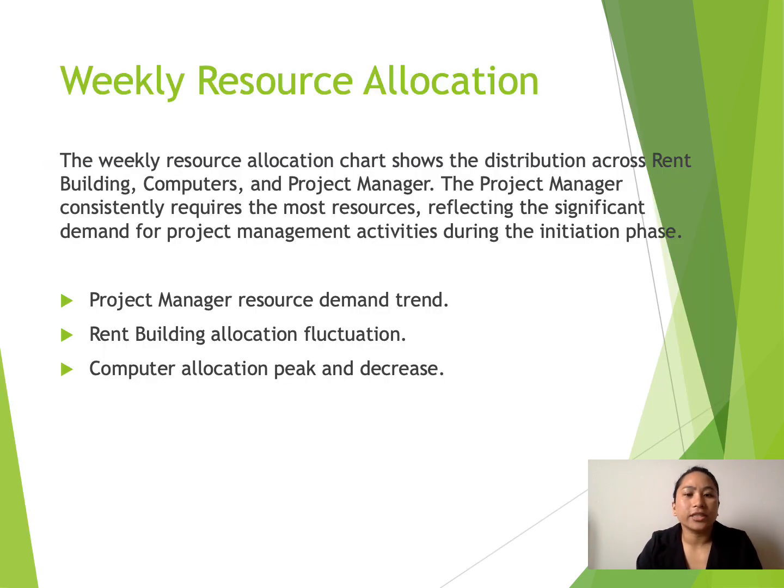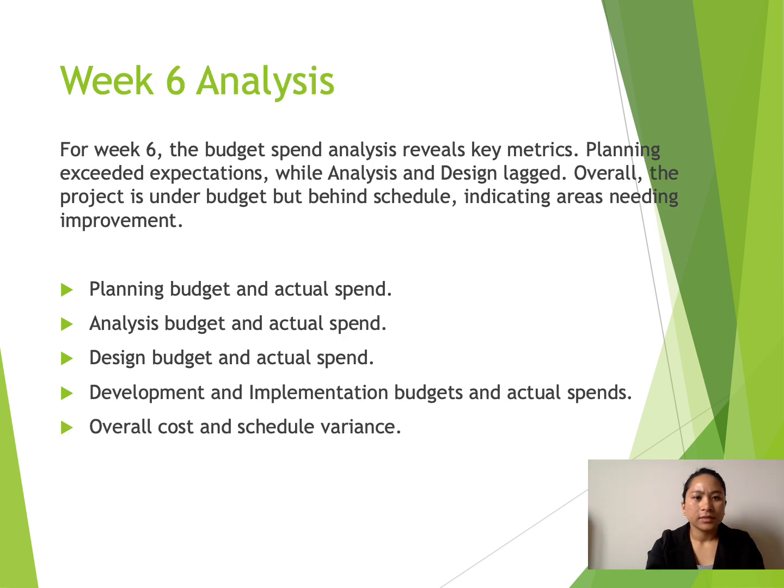And weekly resource allocation. The weekly resource allocation chart shows how resources are distributed over 10 weeks during the initiation phase. Project manager resources consistently rise, highlighting their significant role. Rent and computer allocation fluctuate, reflecting varying needs. Effective management of those resources ensures optimal project performance. Week 6 analysis. For week 6, the budget spend analysis reveals key metrics. Planning exceeded expectations while analysis and design lagged. Overall, the project is under budget but behind schedule, indicating areas needing improvement.